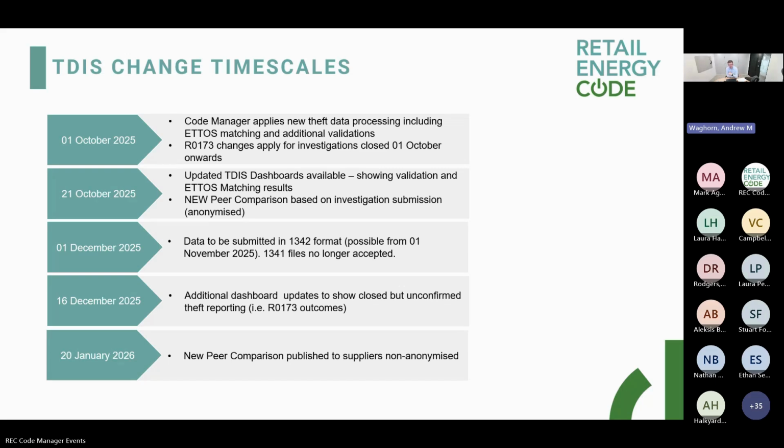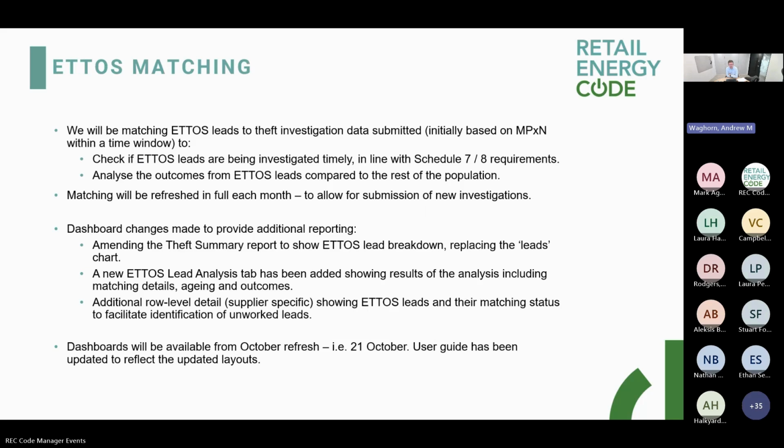So just to go into a little bit more detail on some of those things, some of this we have covered in previous webinars, RIG meetings, TIG meetings, other comms. So there's lots of material out there already, but just to give a quick recap. The big impact and the changes to the dashboard that are coming out this month are mostly about this ethos matching. So we are matching on meter point with some windowing, investigation data submitted with the ethos leads. We get provided with a list of ethos leads distributed to parties. We're looking to really do that to make sure those leads are being investigated correctly and timely based on the requirements of Schedule 7 and 8.